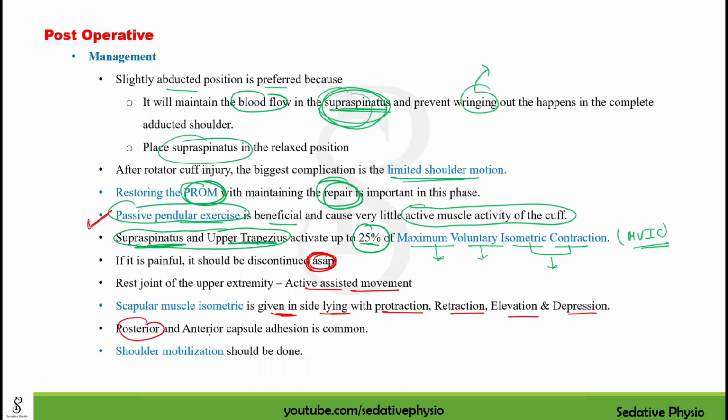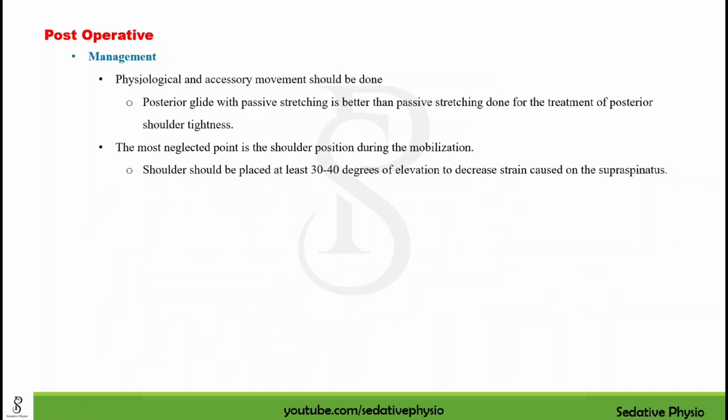Now, the posterior and the anterior capsule adhesion is very common. In the case of the rotator cuff injury post surgical condition, the anterior and posterior adhesion is very common, right? So, we will have to go for the shoulder mobilization to prevent these two. Okay, that's why shoulder mobilization is done here, the gliding, sliding, the accessory movements are done here. So physiological and accessory movements both should be done.